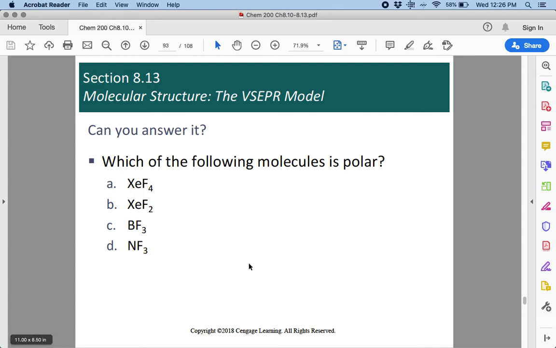So this would be a really good time for you to pause the video and start answering this question. This requires you to basically go through all the different steps that we've learned in Chapter 8 so far. So I would encourage you to pause right here and determine which of these molecules is polar.